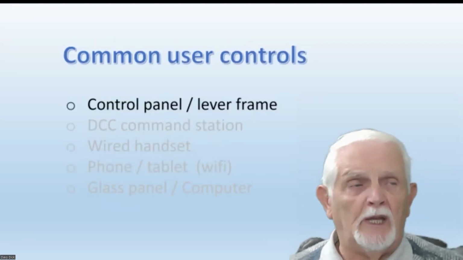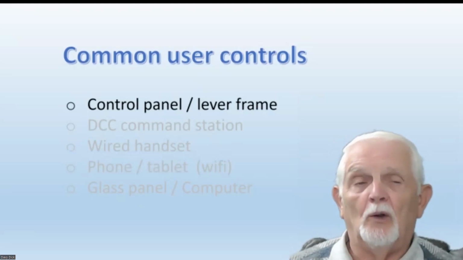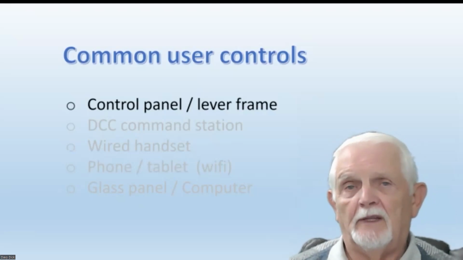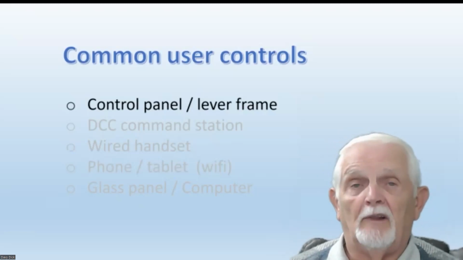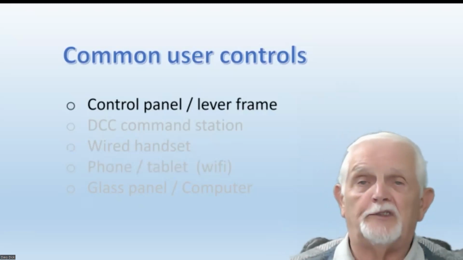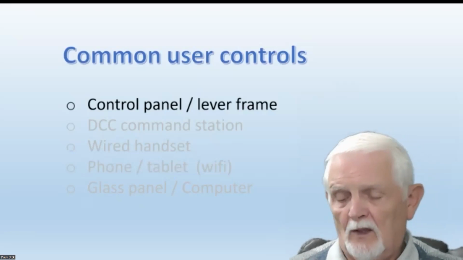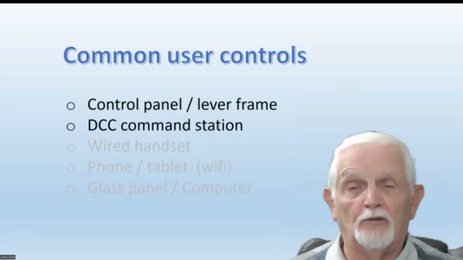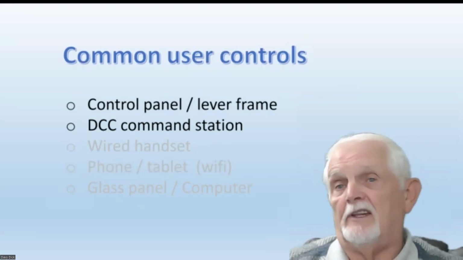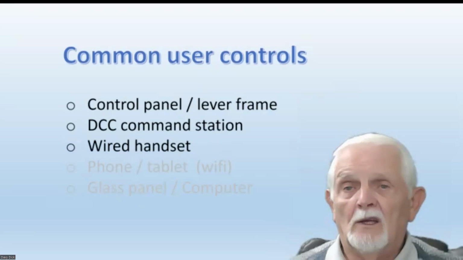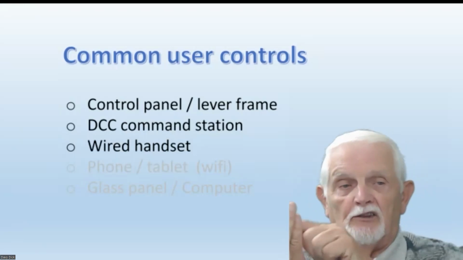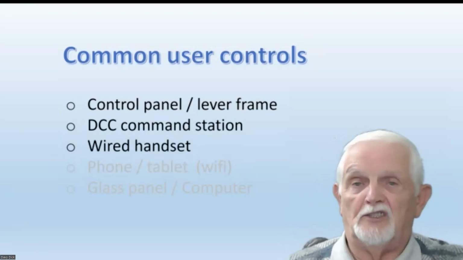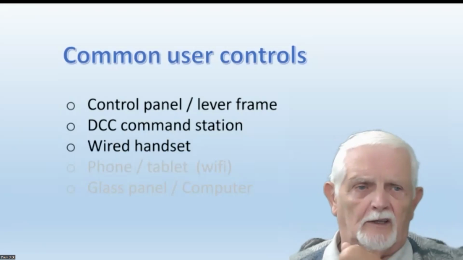And also along the way, when you're choosing which one, you've got to decide what controls you want to use. I mean, conventionally, there's control panels with switches and push buttons and lights and so on, or some people use lever frames to operate points. Are you happy with that system? Or do you want to have everything controlled from your DCC command station if you're a DCC user? Do you want to have a wired handset, the kind where you have something in your hand and a loop of wire that takes you to the layout so you can walk around the layout to a certain extent?